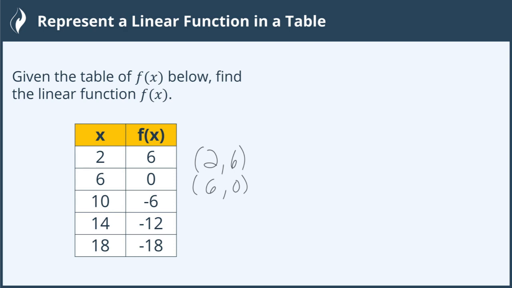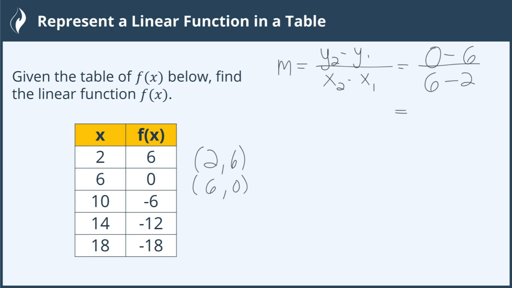But for us, what we're going to do is just pick two of the points. I'm going to choose these two, and we're going to find the slope between those two points. So remember, the slope formula is y2 minus y1 over x2 minus x1. So in this case, because I'm using these two points, my y2 is 0, my y1 is 6. Now I'm looking at the x's. My second x is 6, and my first x is 2, so I have 6 minus 2.